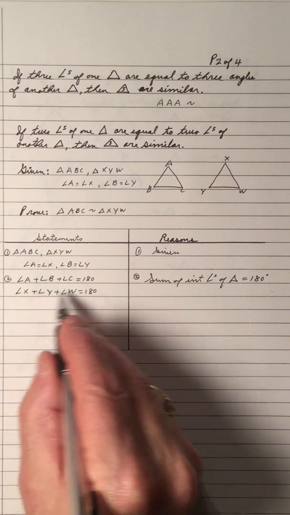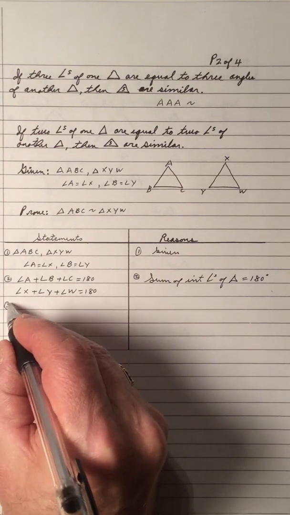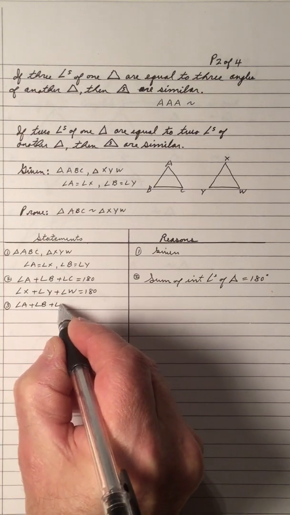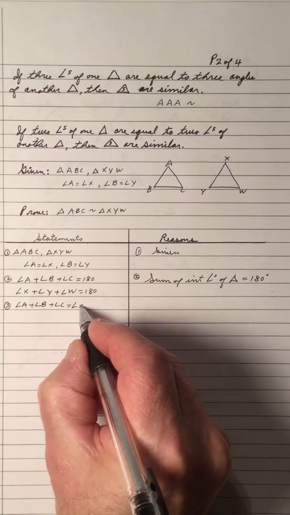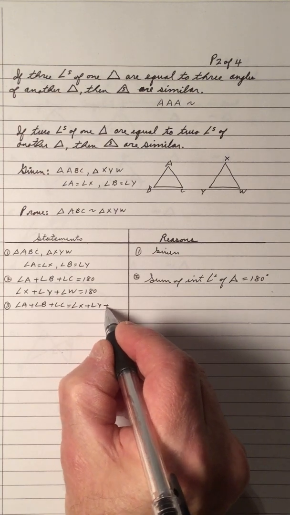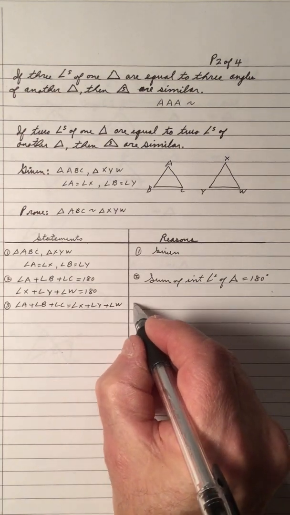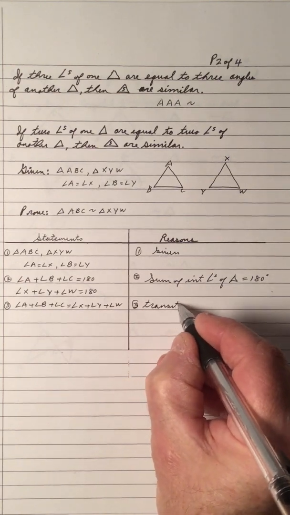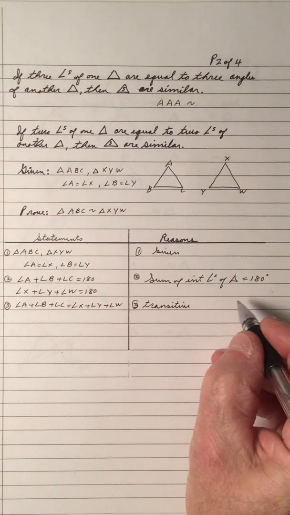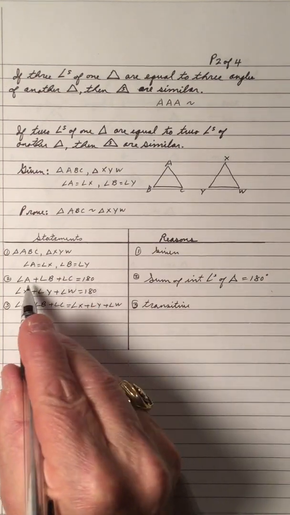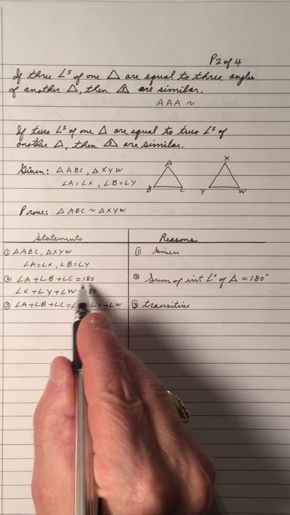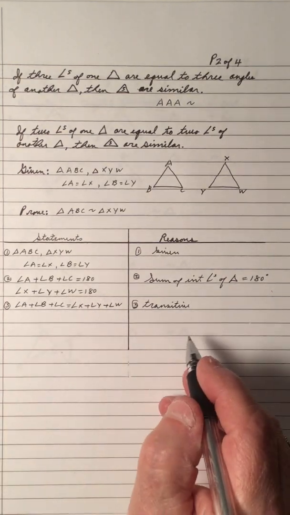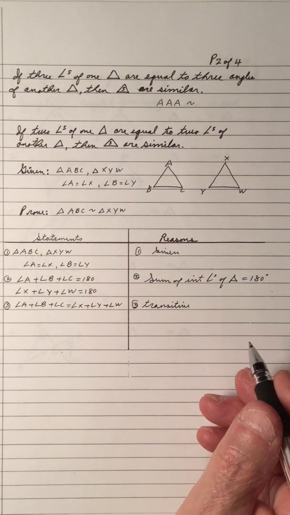And because these are all equal to 180, now we can say that angle A plus angle B plus angle C is equal to angle X plus angle Y plus angle W. And we can say transitive property, or we could get away with, ask your teacher, substitution. Because the three of these angles are equal to 180, and the three of these are equal to 180, that means these are equal to each other. We call it a transitive property, or we can do substitution.